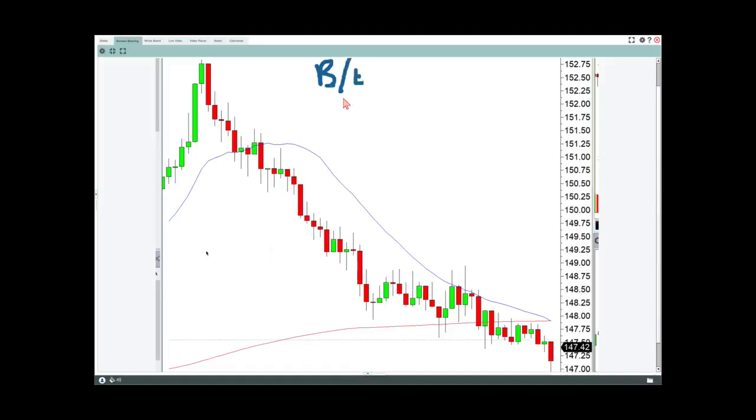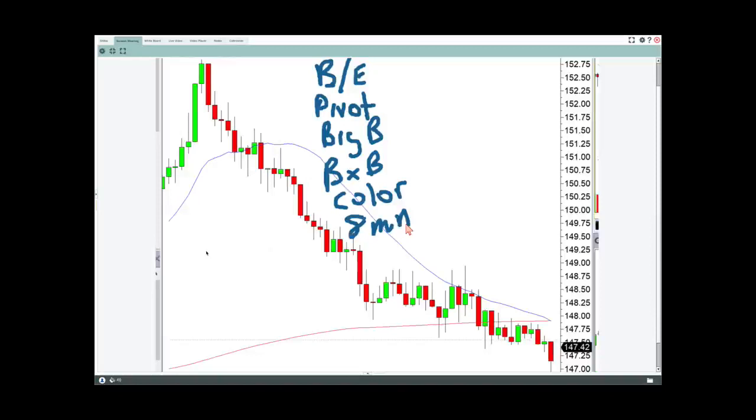We're almost there. Break even. Pivot. Big bar. Bar by bar. Oh, see Microsoft. Getting that 80%. Pivot stop. Pivot stop adjustment. You guys are learning. All right. Color. 8 MA.